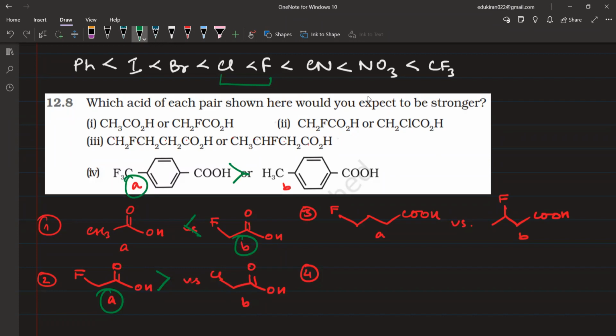In the third case, do we have an electron withdrawing group? Yes. In A and B, both? Yes, we have an electron withdrawing group both in A and B. Is the electron withdrawing group different? No, they are the same. Now, when you have the same electron withdrawing group, then you will look at the position of the electron withdrawing group, which is nearer to the carboxylic acid. If something is nearer to the carboxylic acid, it will be able to pull the electrons more effectively, because it is near to the negative charge. So in this case, B is going to be more acidic than A.